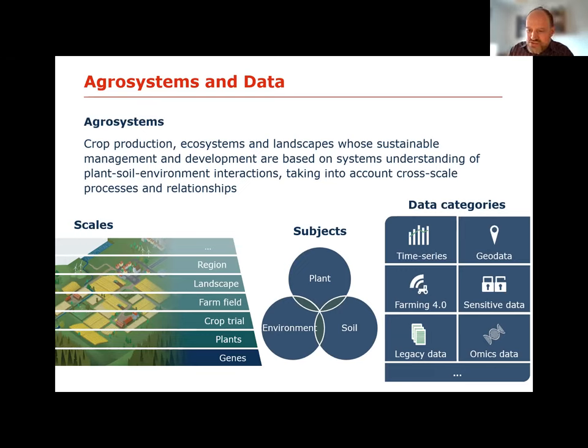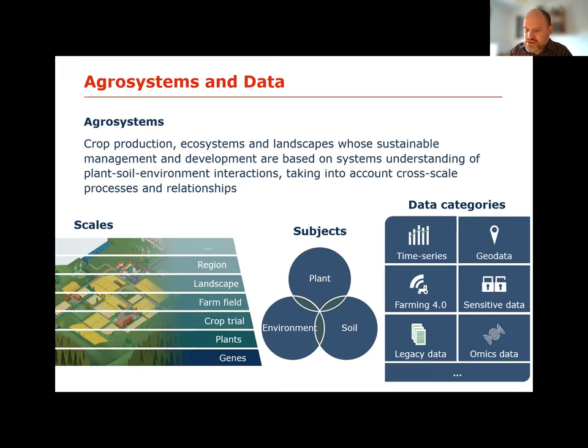So this goes right down to the level of single genes and plants and how they develop, then up towards crop trials, towards a farm field. Well, and in the end, you also have to cover whole regions, even whole countries in your analysis. So also the level of scale that you have in data sets actually differs a lot. And then we have different data categories. So we're often dealing with time series data, like, well, this could also be market data in agriculture, for example. Then geospatial data plays a large role.